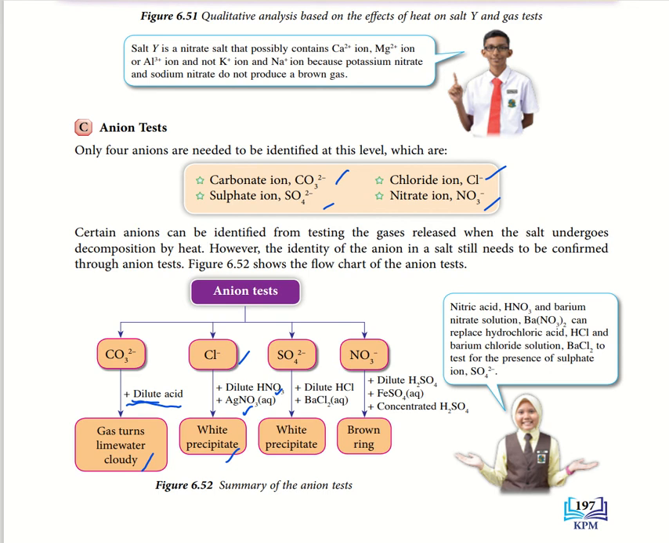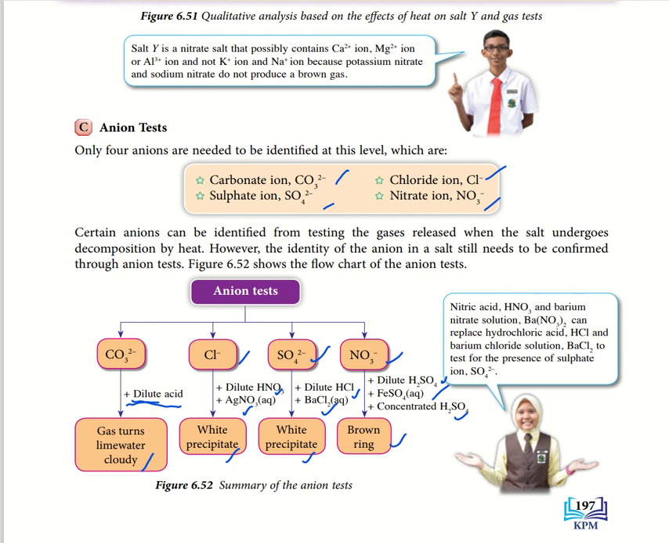Okay, for sulfate ion, you add dilute hydrochloric acid and barium chloride solution. It will give white precipitate. Okay, for nitrate ion, you add dilute sulfuric acid, iron(II) sulfate solution and concentrated sulfuric acid. A few drops, just a few drops of concentrated sulfuric acid. Okay, it will produce a brown ring.